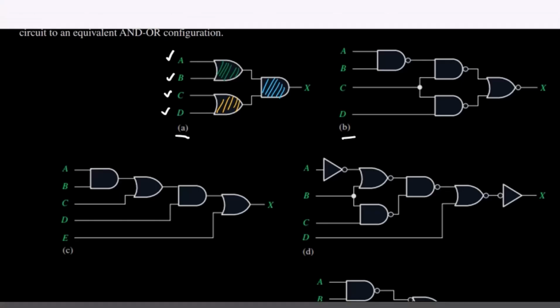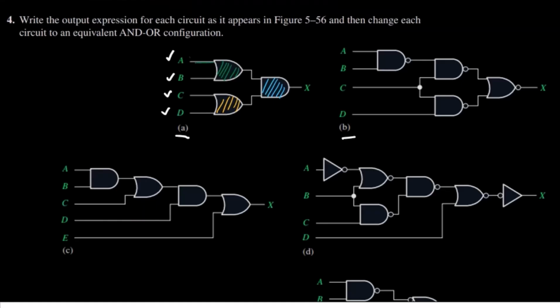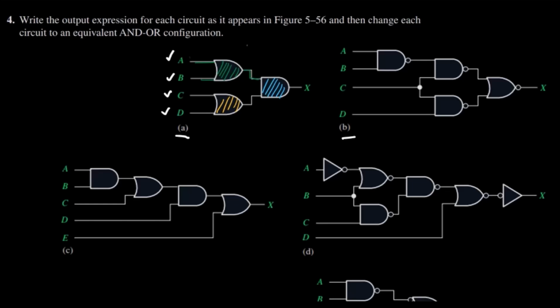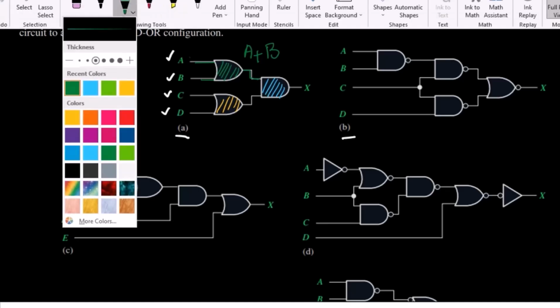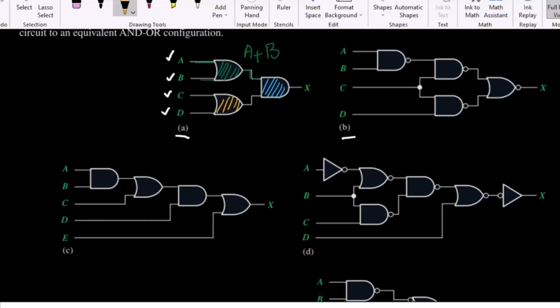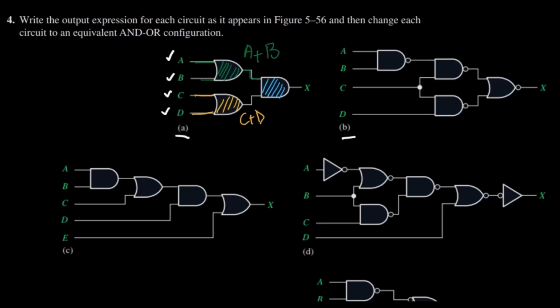So let me write the outputs. Here, AB is applied to this circuit. We can see that these two inputs are applied here, and at the output we will get A plus B. Similarly, for the second circuit, what will be the output? Let me use this yellow color. These are the two inputs, C and D, which are applied here, and at the output we will get C plus D.